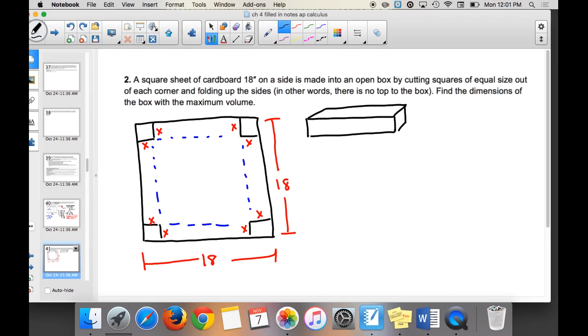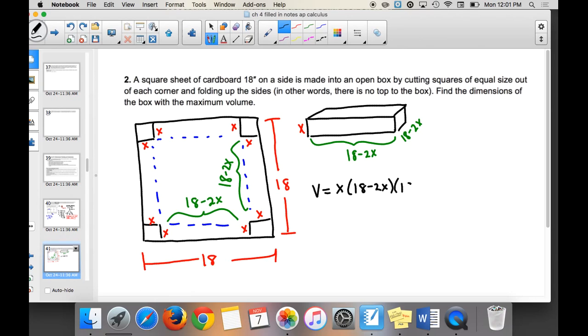And so what is the distance right here? Yeah, so that's from here. It was 18 originally, and we subtract out x from both sides. So you cut out x on both sides, and you have 18 minus 2x. And same thing here. This is also 18 minus 2x. And the height? X. Yeah. So the volume of this box is going to be x times 18 minus 2x times another 18 minus 2x, because the height of the box is x. As you fold up the flap, do you see how you cut out those little pieces?